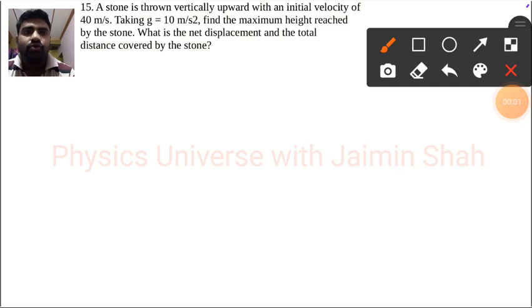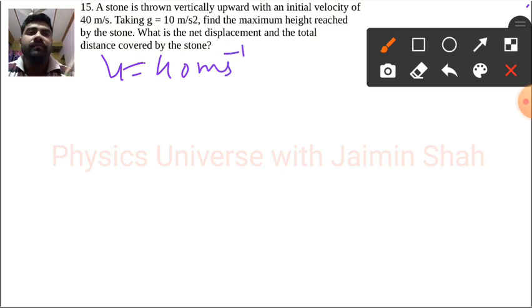A stone is thrown vertically upward with an initial velocity of 40 m/s. So u is equal to 40 m/s, and g is fixed. Find the maximum height reached by the stone.